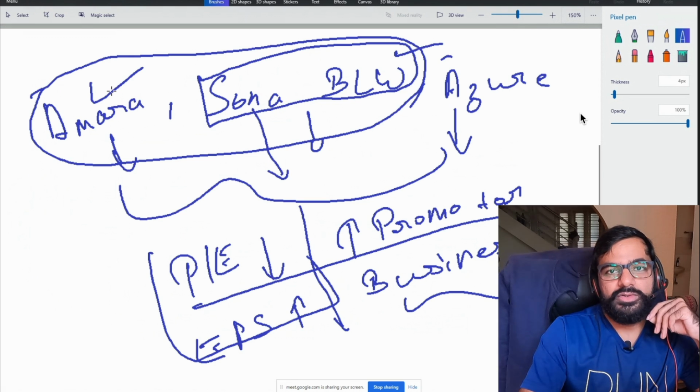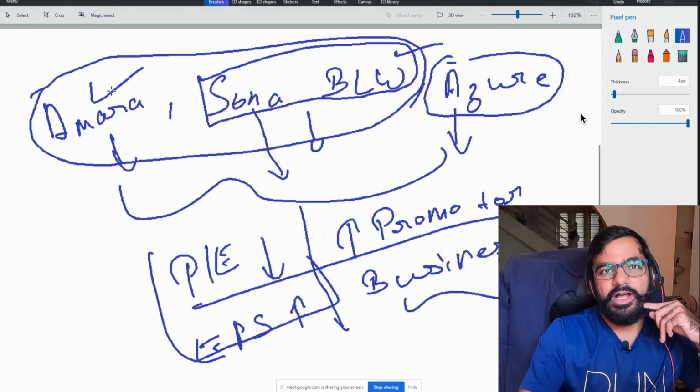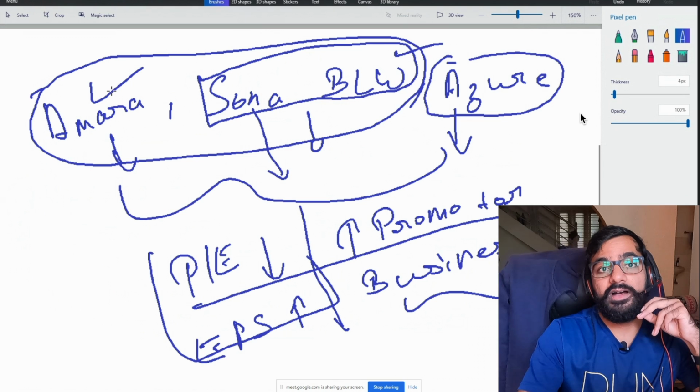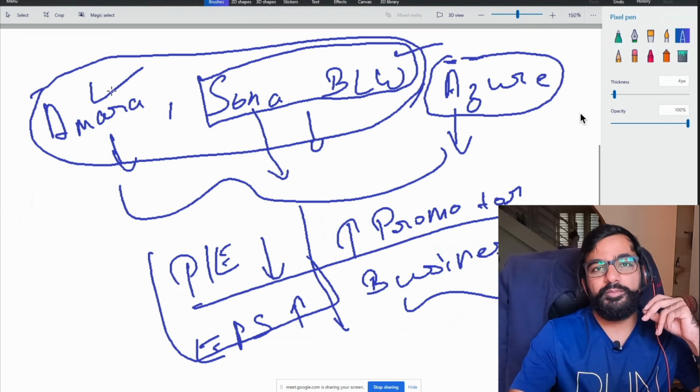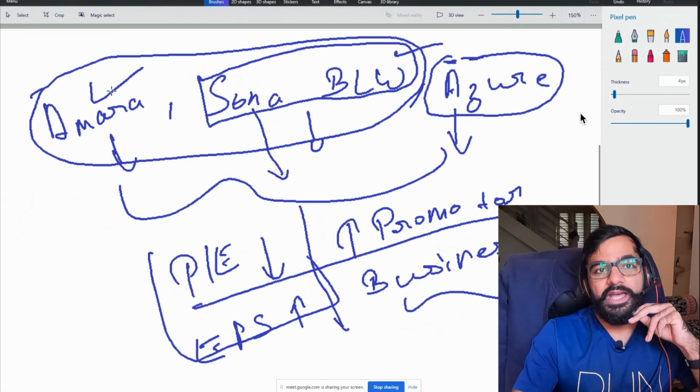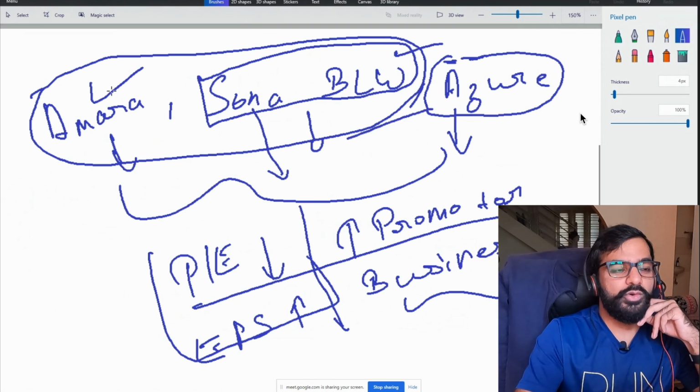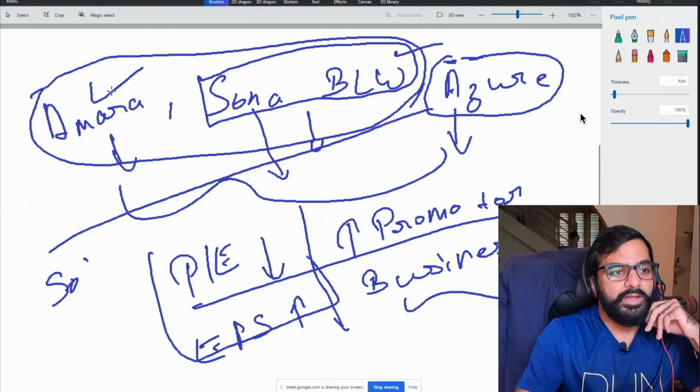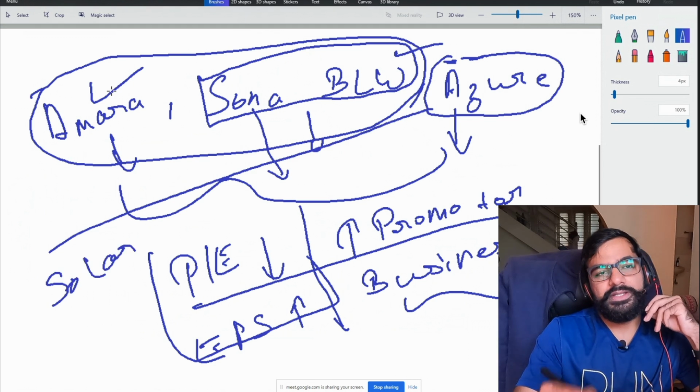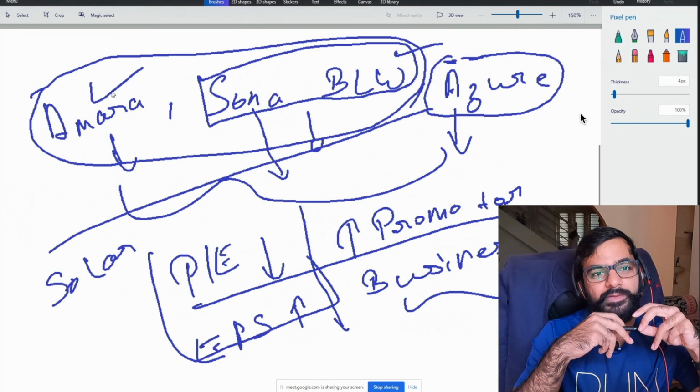What is Azure? Azure is a company where governments are investing, and they are taking big projects from the government. They are into renewables, mostly solar. So don't you think all these three companies are future companies?